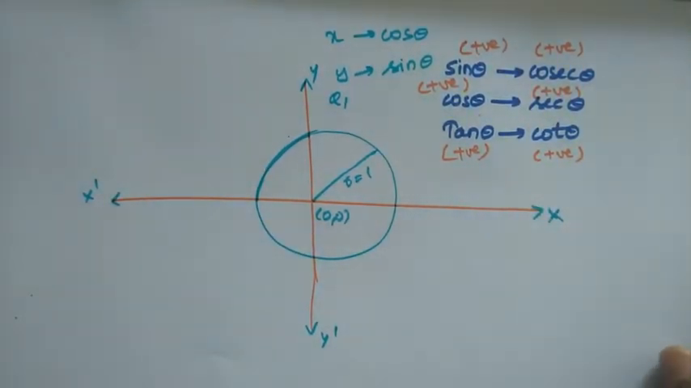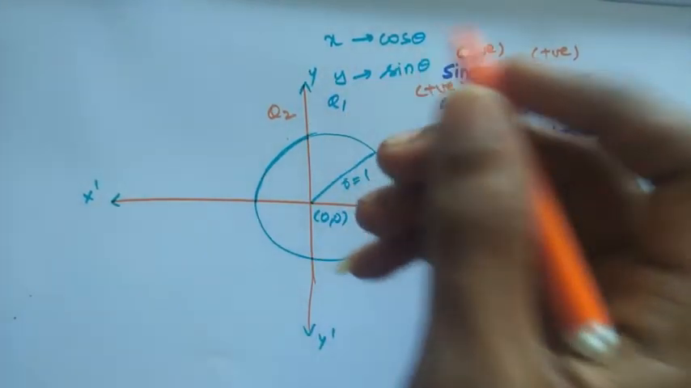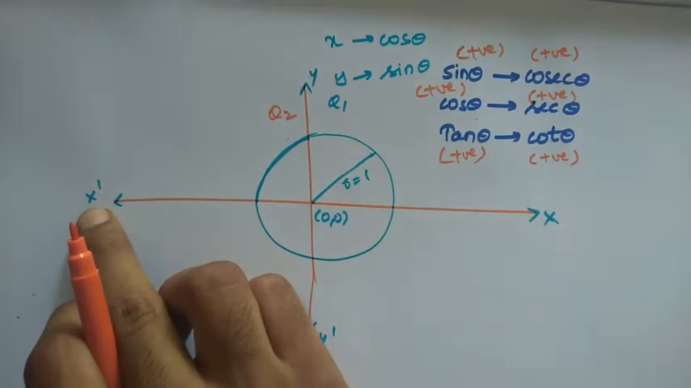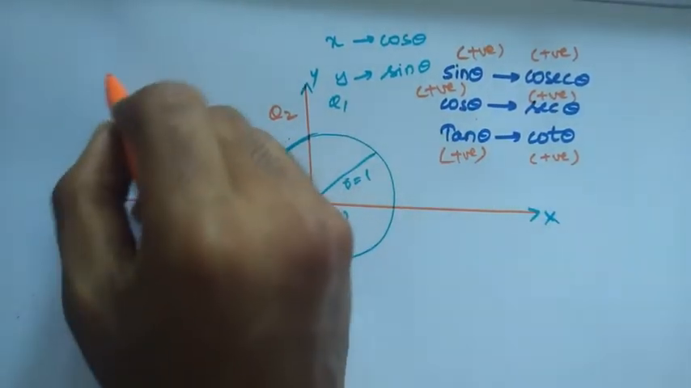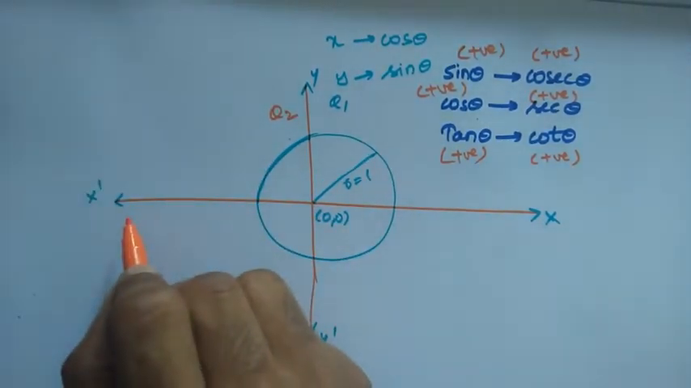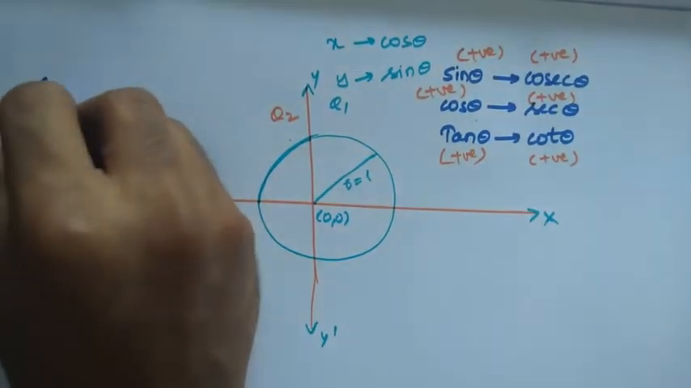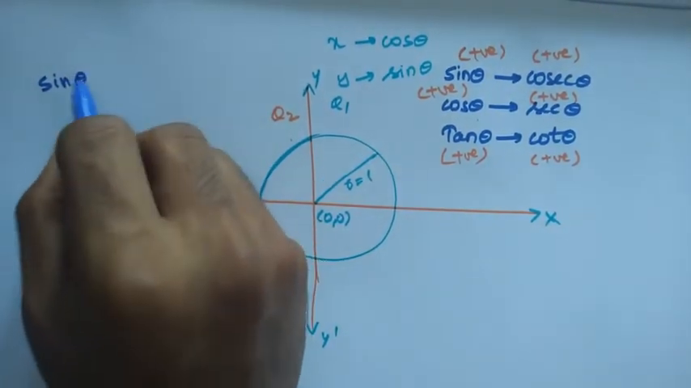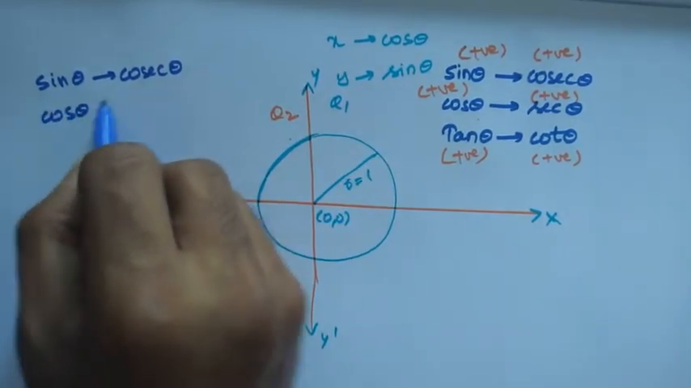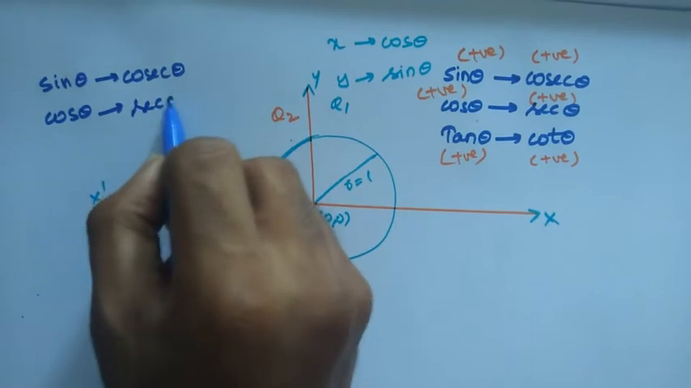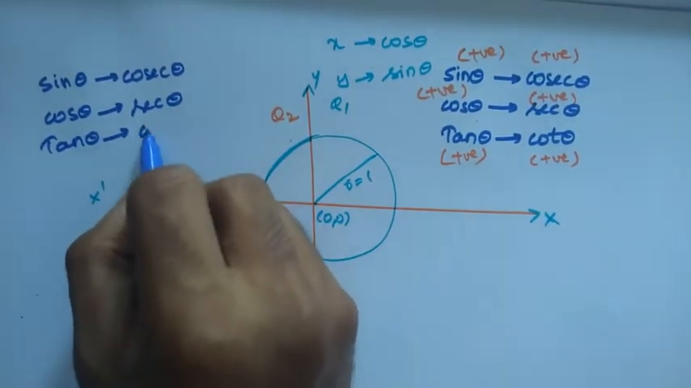Now, coming to quadrant 2. In quadrant 2, x coordinate is negative and y coordinate is positive. So here x is nothing but cos theta. So cos theta is negative. So once again I am going to write here all the trigonometric ratios. Sin theta, its reciprocal cosecant theta, cos theta, its reciprocal secant theta, tan theta, its reciprocal is cot theta.